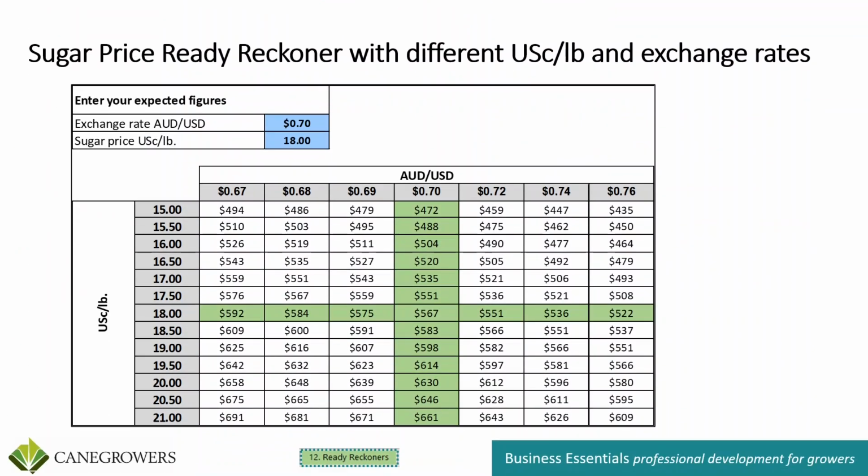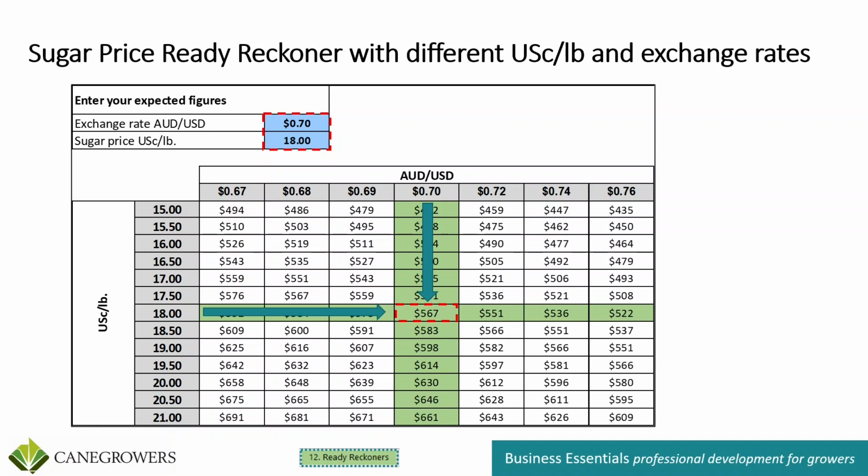The final reckoner converts the international sugar price from the basis of US cents per pound to Aussie dollars per ton. You can input the central parameters to provide the equivalent value. And once again, you can see the impact of any changes in either the sugar price or exchange rate on the resulting sugar price in Aussie dollars per ton.